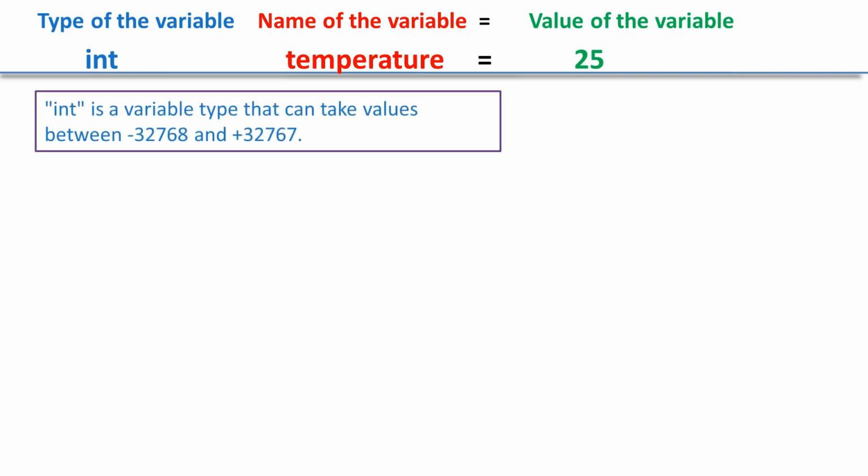Integer is a variable type that can take integer values between -32,000 and +32,000. It means it does not have the capability to store decimal numbers. The ranges and characteristics of each variable type are different from one another. When we write integer temperature equals 25 in Arduino, we specify a variable name which will be used to access the memory address named temperature in the memory. And the value written after the equals sign is stored in that memory location.